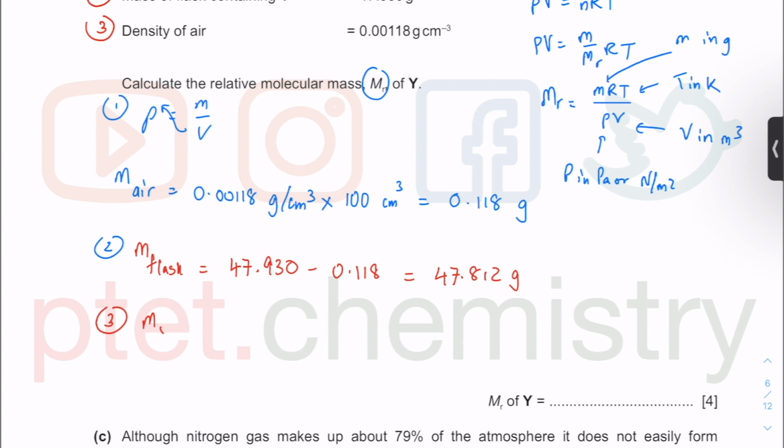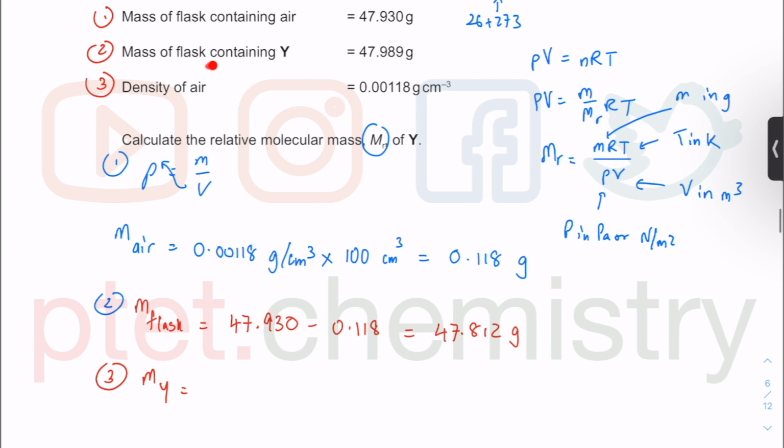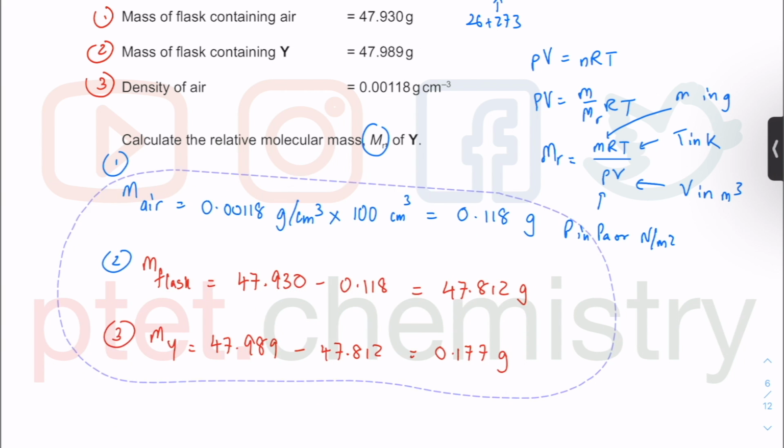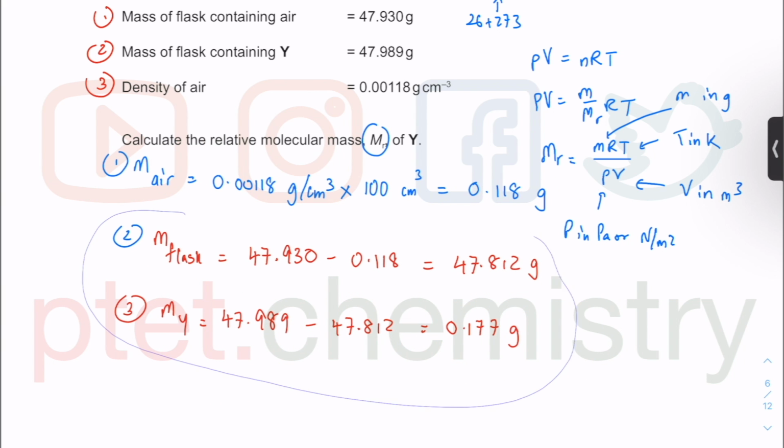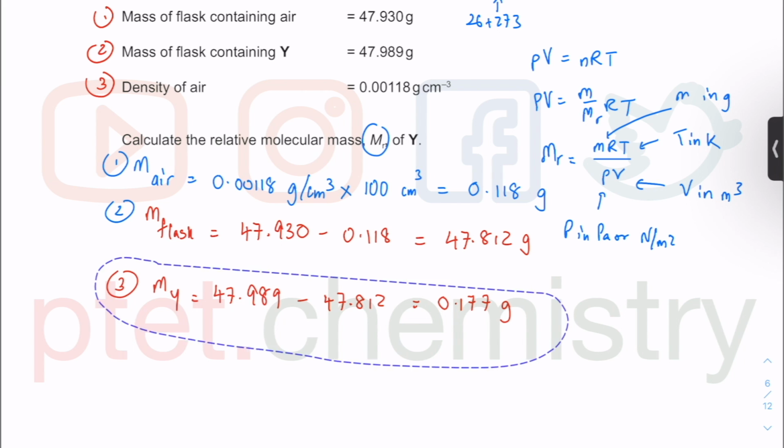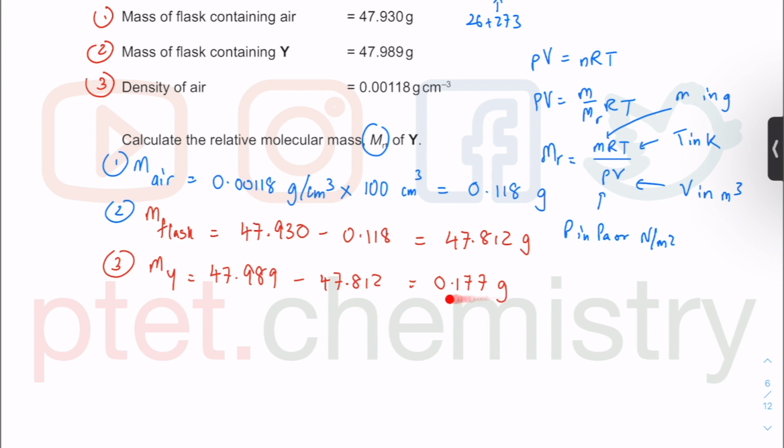Part 3, so the mass of Y is going to be the difference between the mass of flask containing Y minus the mass of the empty flask there. So 47.989, that's the mass of the flask plus Y minus the mass of the empty flask, and this is going to give me 47.812, so 0.177 gram. So having done all that, I think we are ready to sub in a few things, and then we can get cracking with our calculation, which is PV equal to nRT kind of calculation. I guess the difficult bit is really working out the mass of the gas Y there.